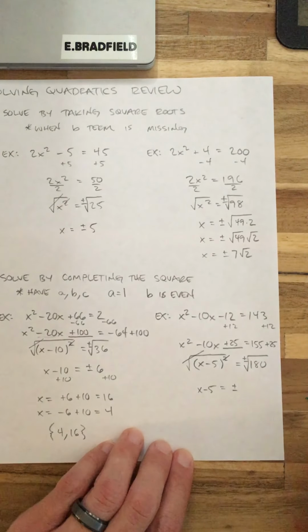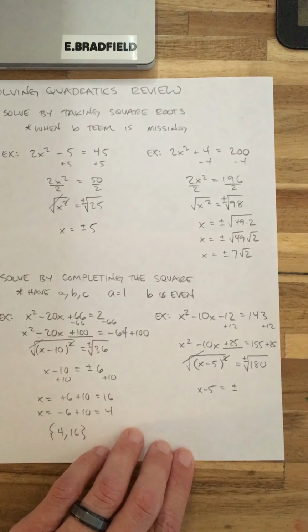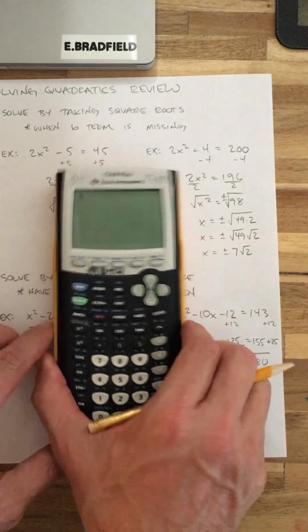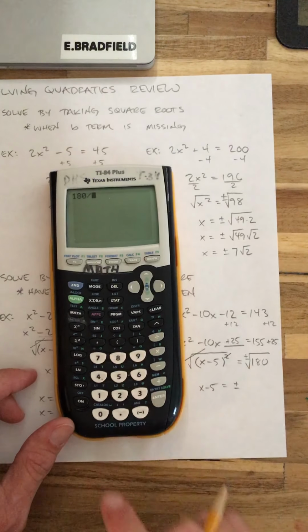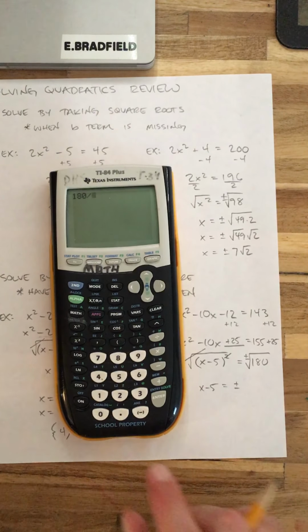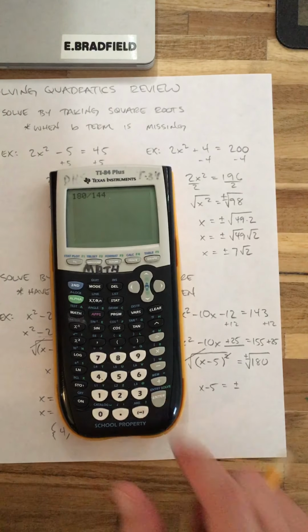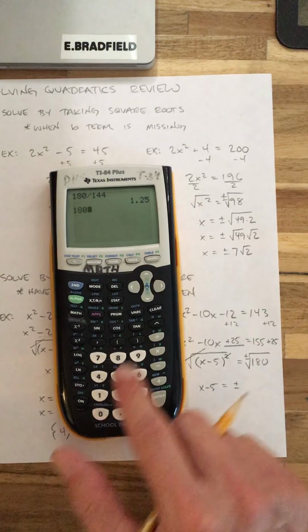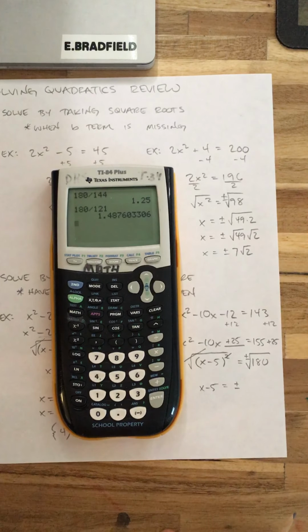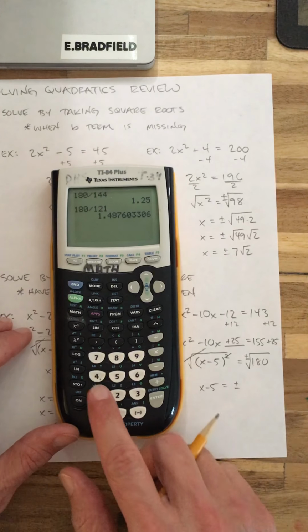Now the square root of 180, is that on your list? Nope. All right, grab your calculator. Turn it on. 180 divided by, what's the first number on your list? That's right, it's 144. Nope, it's a decimal. Try the next one. 180 divided by 121. Nope, that's a decimal.